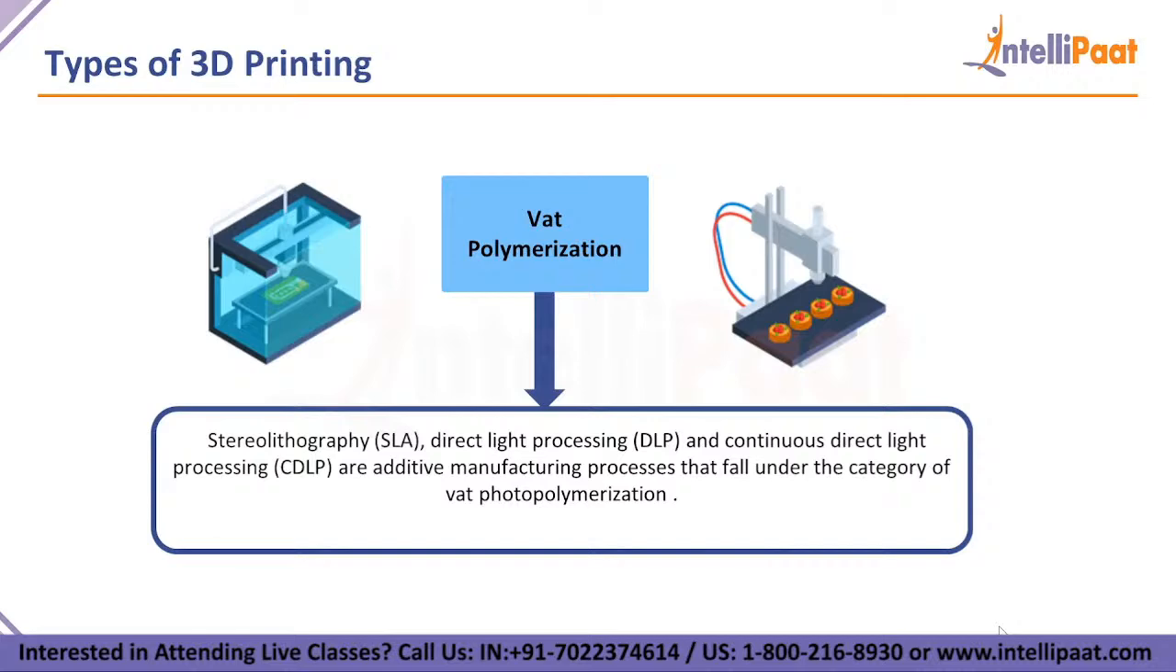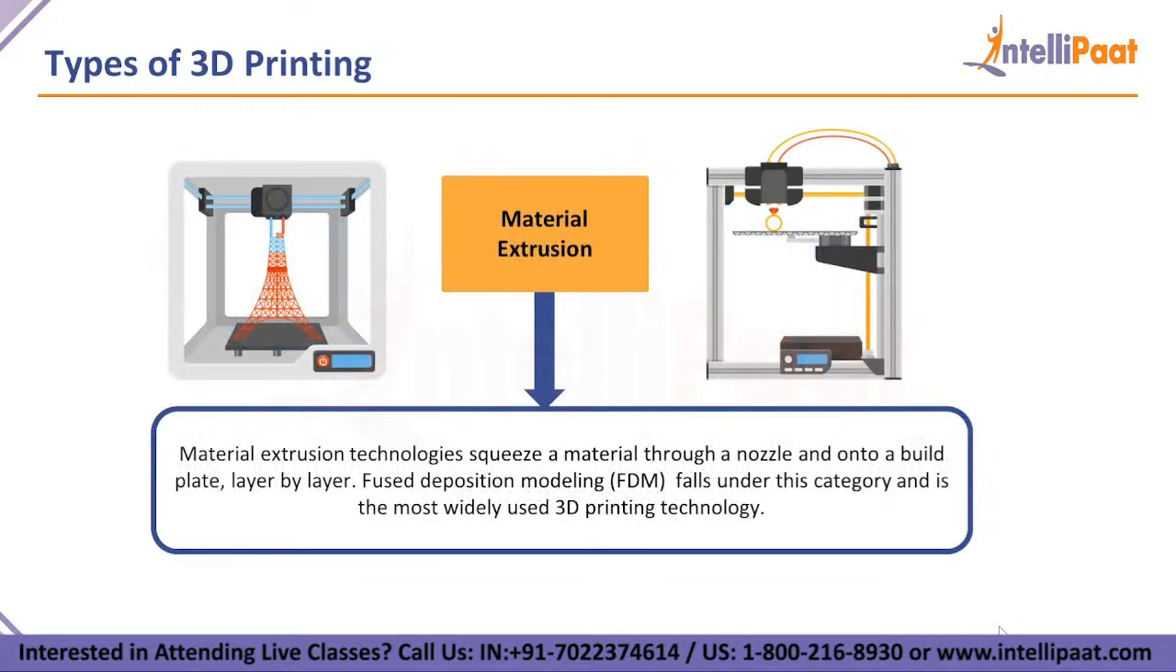of photopolymerization. After this, we have the material extrusion, in which the molten thermoplastic is deposited through a heated nozzle. So the material extrusion technology squeezes a material through a nozzle and onto a build plate, layer by layer. Fused deposition modeling or FDM falls under this category and is the most widely used 3D printing technology.